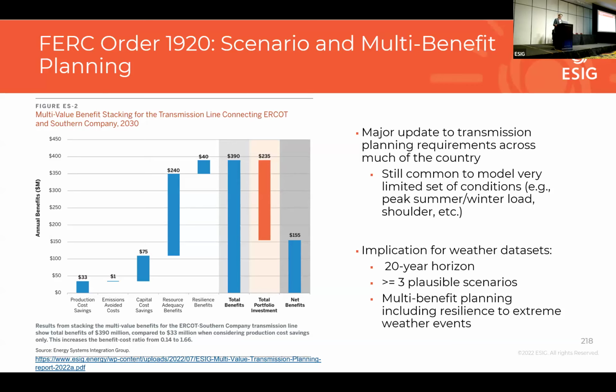Anyway, the main things it's doing is requiring this multi-benefit planning, requiring a 20-year time horizon. So that requires weather data that takes into account the influence of climate change, certainly sufficient weather data to understand your resource adequacy risks as you're moving to more weather-dependent systems, as we've been talking about today. And then scenario planning is the other key aspect: we're going to have to look at multiple different futures. It's not necessarily prescriptive of which futures you have to look at, but they need to be plausible.